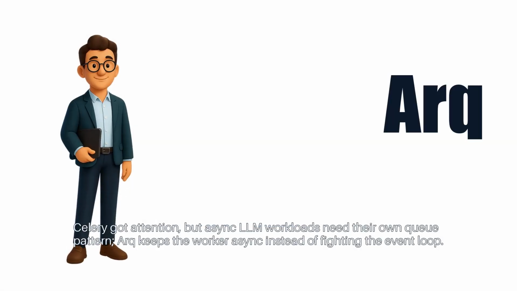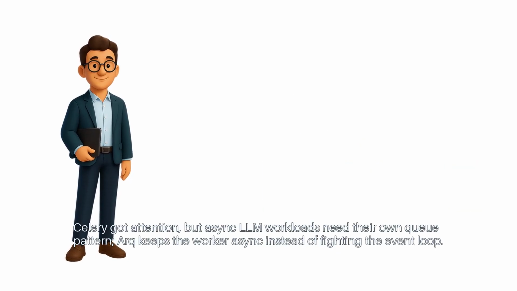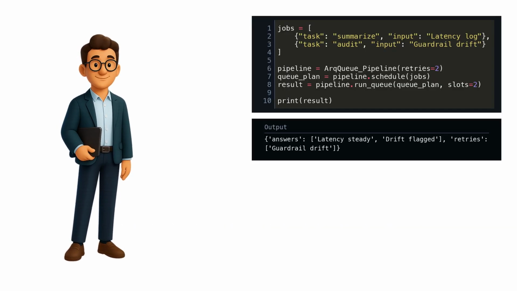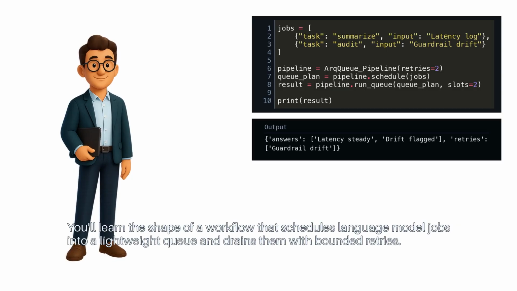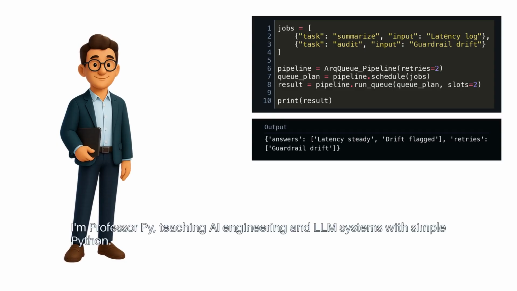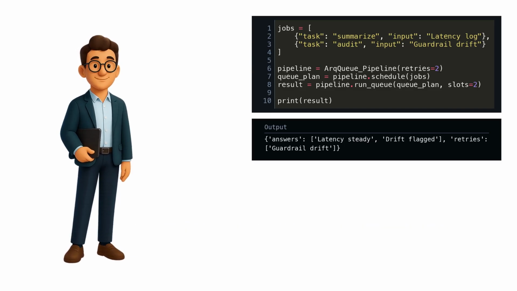Celery got attention. But async LLM workloads need their own queue pattern. Arc keeps the worker async instead of fighting the event loop. You'll learn the shape of a workflow that schedules language model jobs into a lightweight queue and drains them with bounded retries. I'm Professor Pi, teaching AI engineering and LLM systems with simple Python.